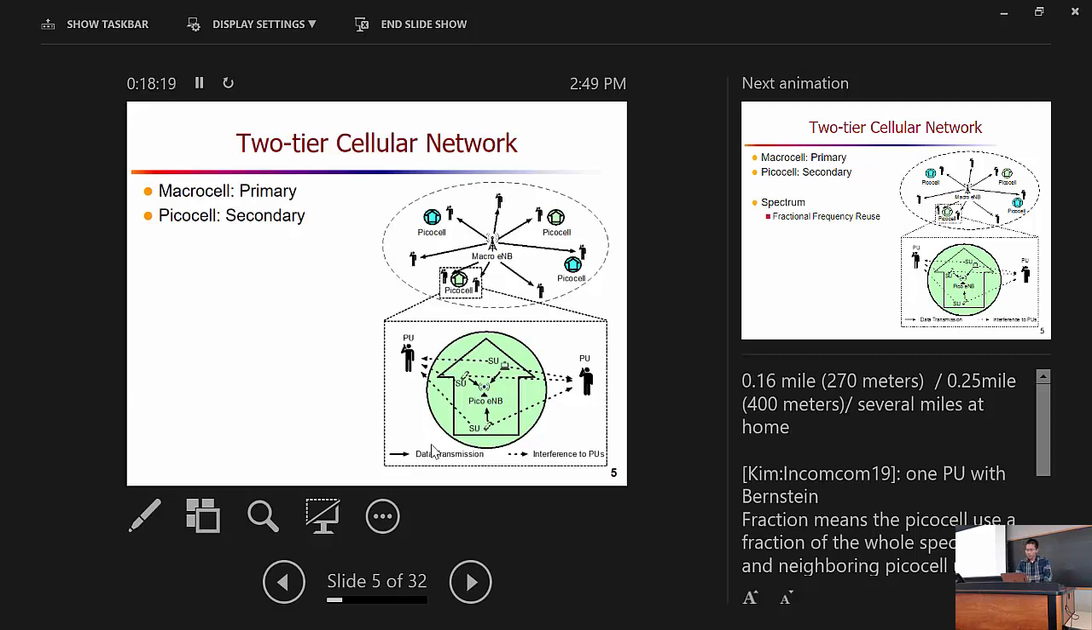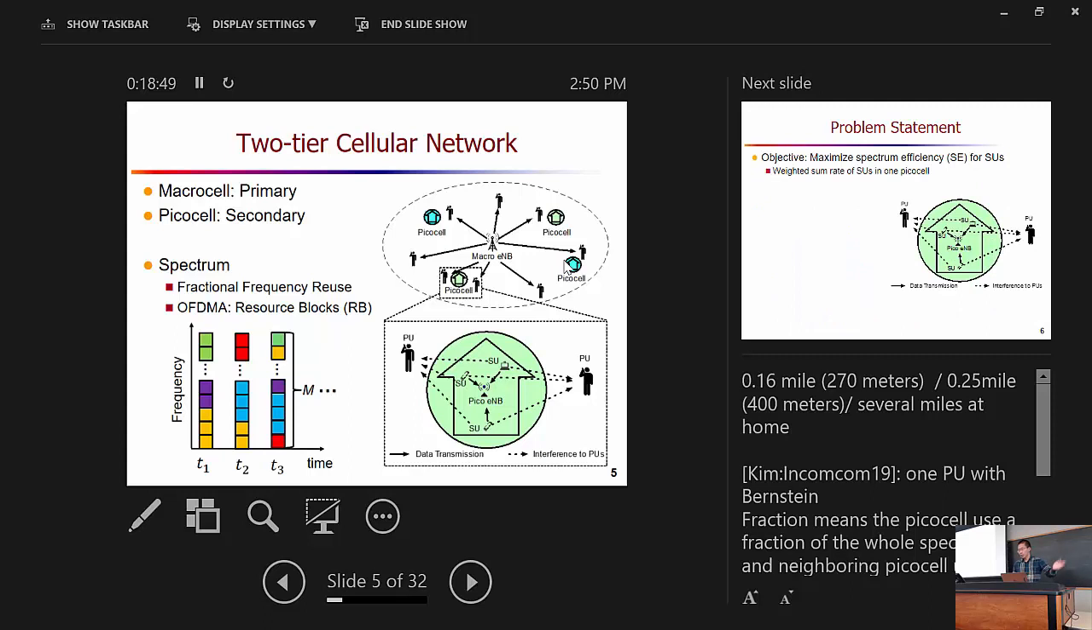So you may notice that there are different colors for my pico cells. What's that? Let's talk about spectrum. In this case, some people call that fractional frequency reuse. That means I have a spectrum allocated to the macro cell, but each pico cell uses a fraction of that. I don't use the whole. Neighboring pico cells use different fractions of the spectrum, so that there will be no inter-pico cell interference for neighboring pico cells.